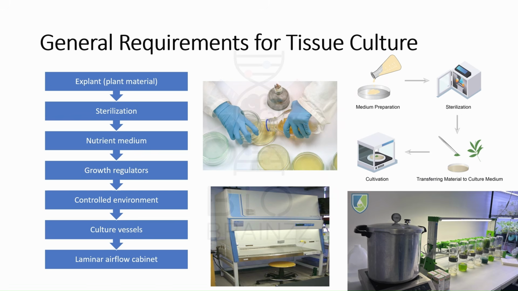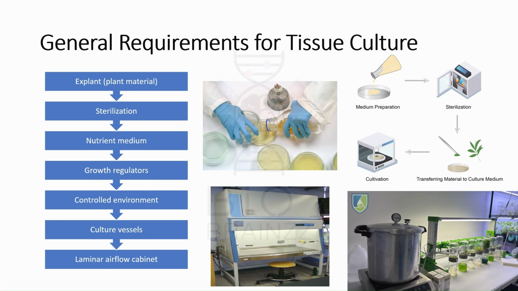General requirements for tissue culture. To establish any tissue culture experiment, several essential components are required. First is the explant, which is the plant part taken for culture. It could be a leaf, stem segment, bud, or root tip.